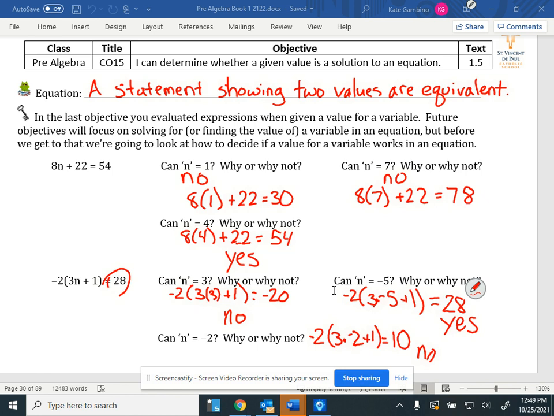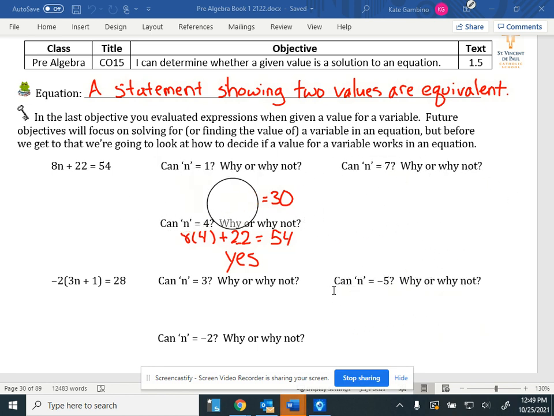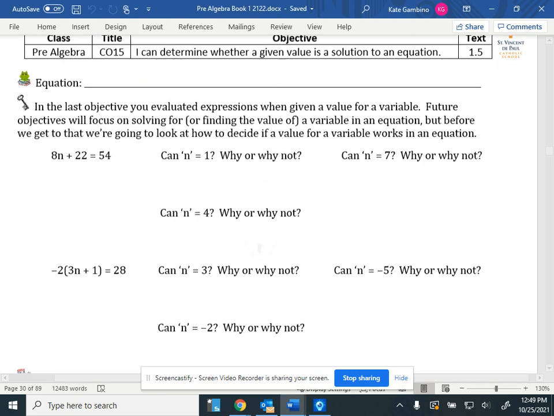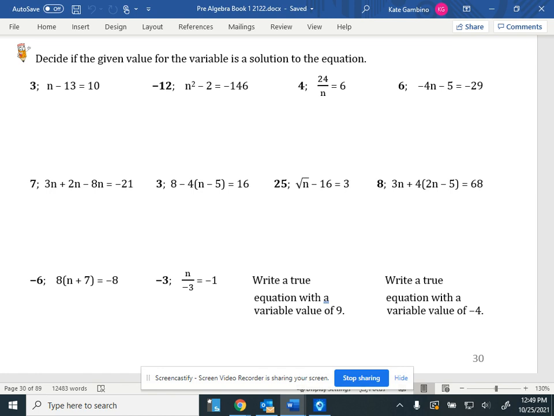So for your work today, you are working on deciding, are those values that are given, will they work in the given equation? Will it be a true statement? So decide if the given value for the variable is a solution to the equation. This is yes or no answers that you are going to do. So you are going to want to work it out. So I should see your work. So work out the problem and decide yes or no. Does it give you the answer that it says that it should?